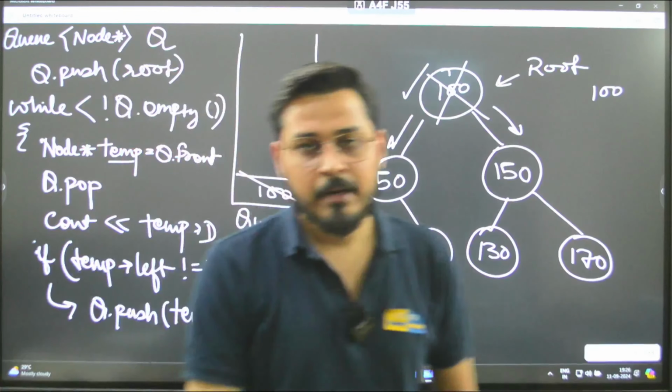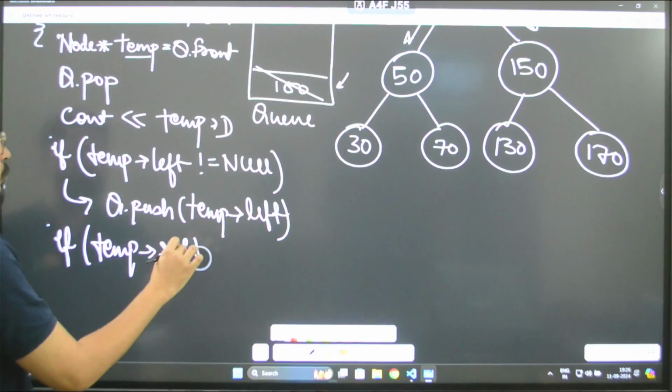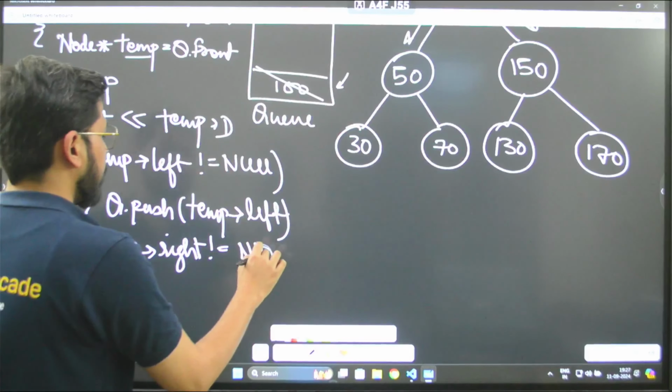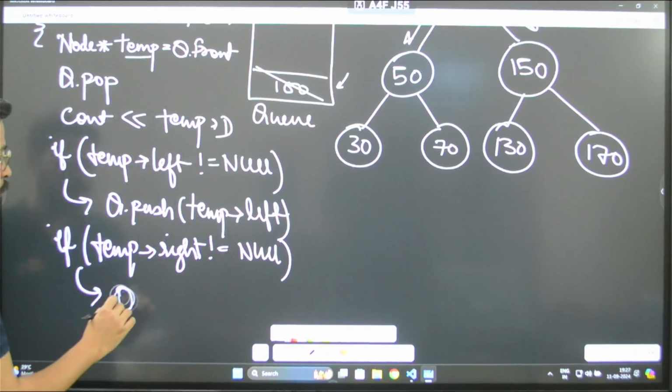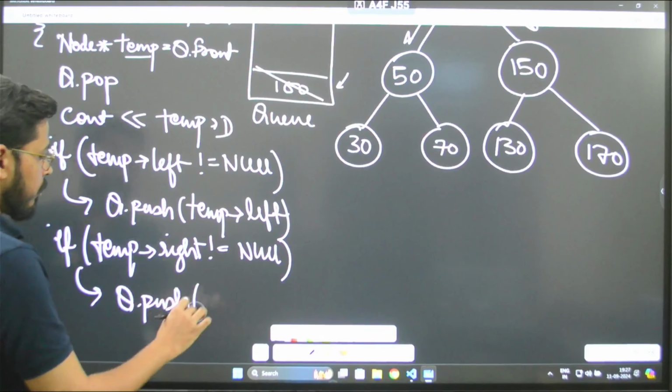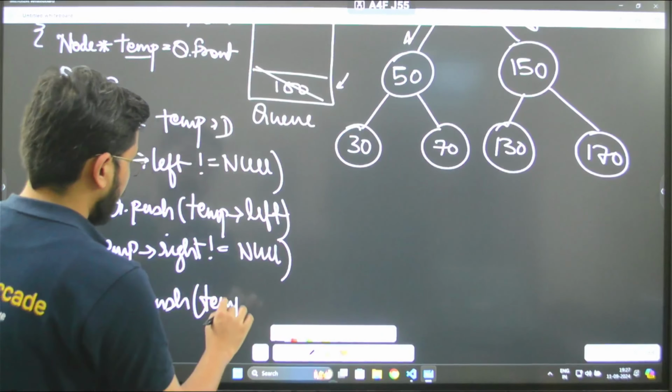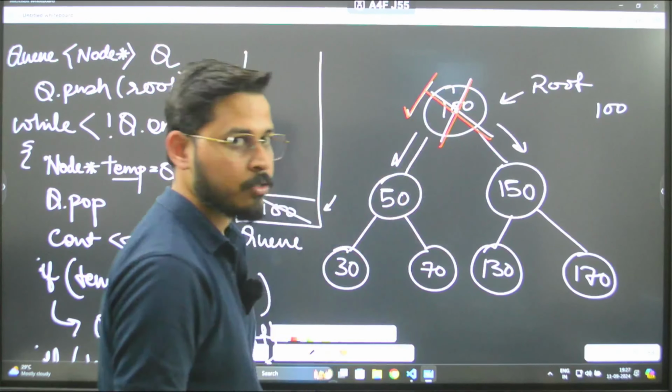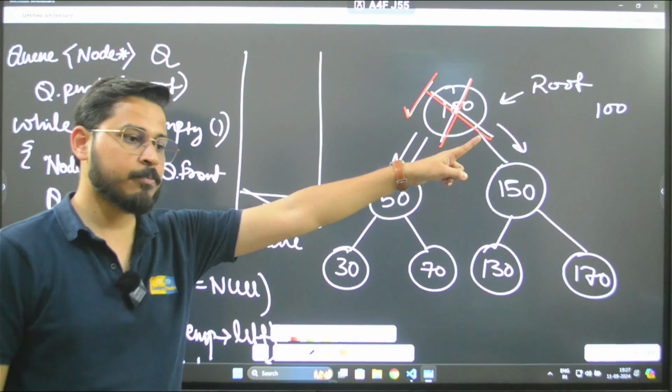this case. So here what we will do, check if the temp of right also is not equal to null. In that case, you will just say queue dot push temp of right, okay. Understand this, guys? So here we have popped this out, we have printed this out. So 100 is printed over there.